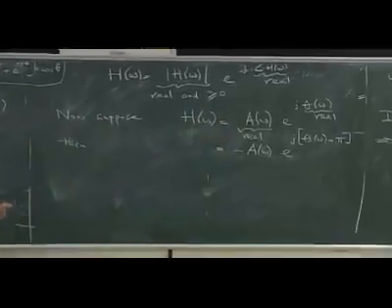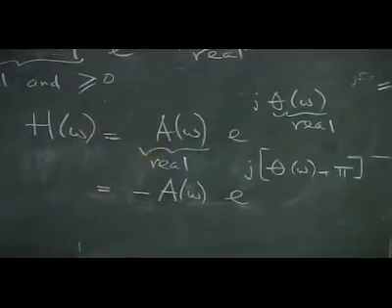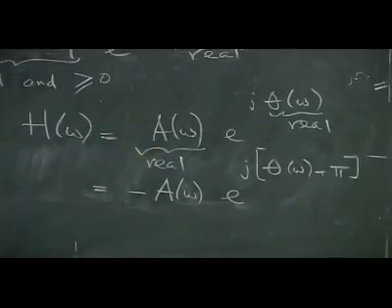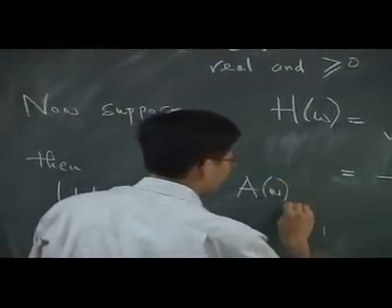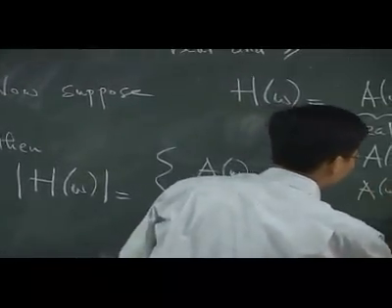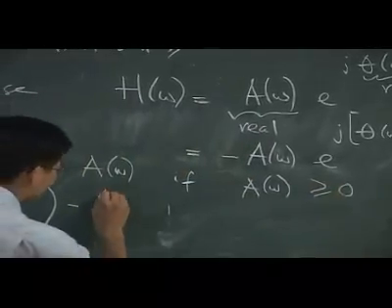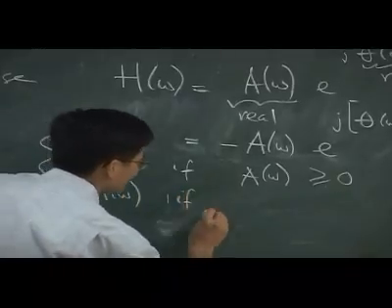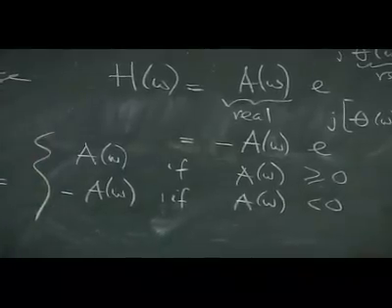Okay. So if that's the case, then if you want to equate this with that, I can write now that the magnitude of H of omega would be equal to A of omega if A of omega is bigger than or equal to 0, and equal to minus A of omega if A of omega is less than 0. Okay, so that's the part.